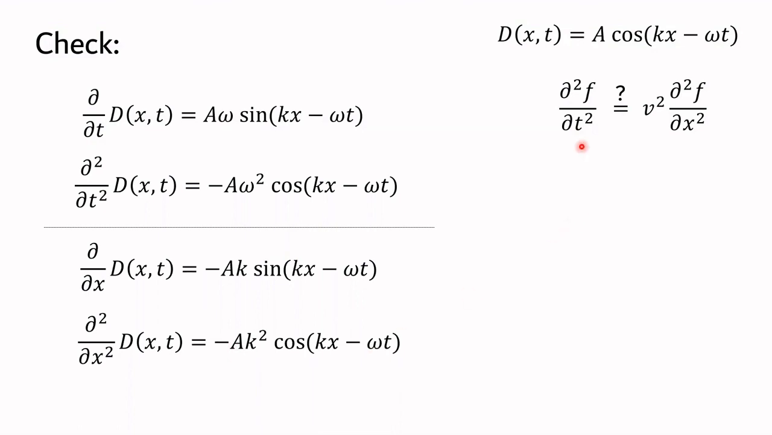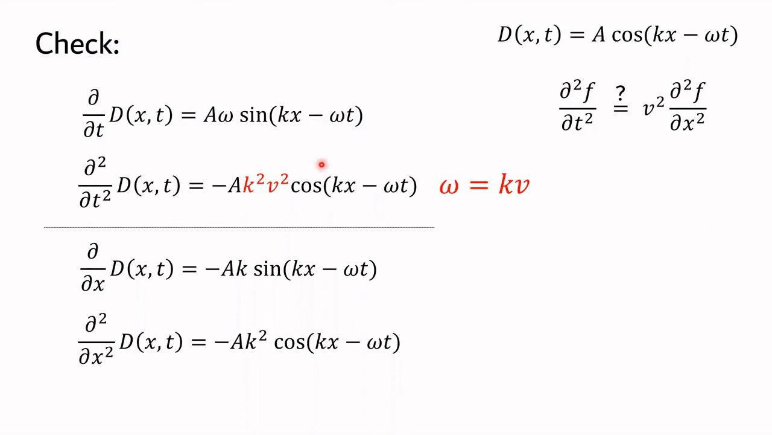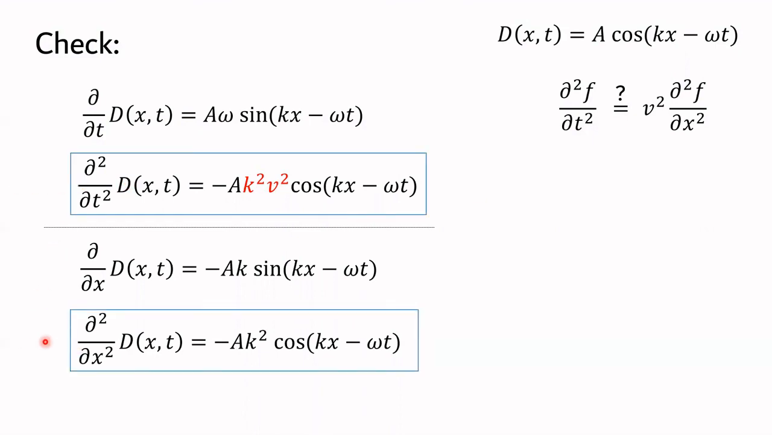Okay. Can we confirm that the second time derivative is v squared times the second space derivative? Well, let's recognize that omega squared, remember, omega is kv. So if we square that, we can rewrite omega squared as k squared v squared. And let's now compare this line to this line. See my courtesy blue boxes there to help you see that? Evidently, the right side here is equal to the right side here after you multiply by v squared. The only difference between the right sides of these equations is the presence of that v squared.